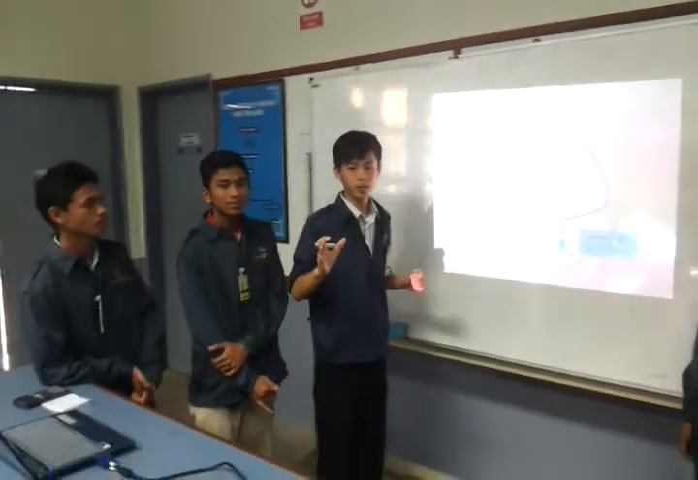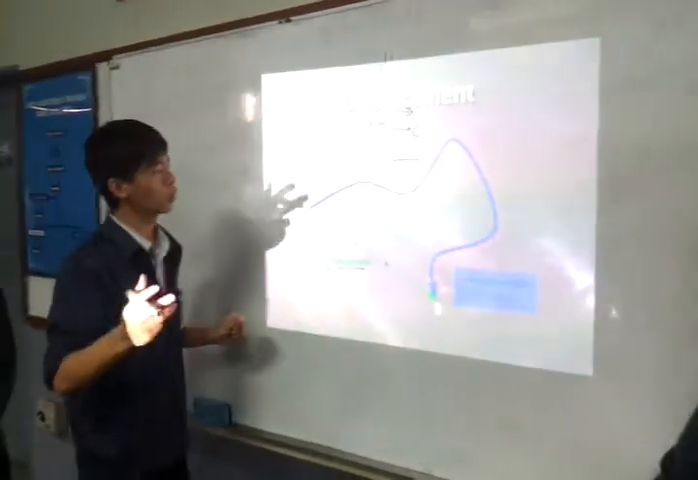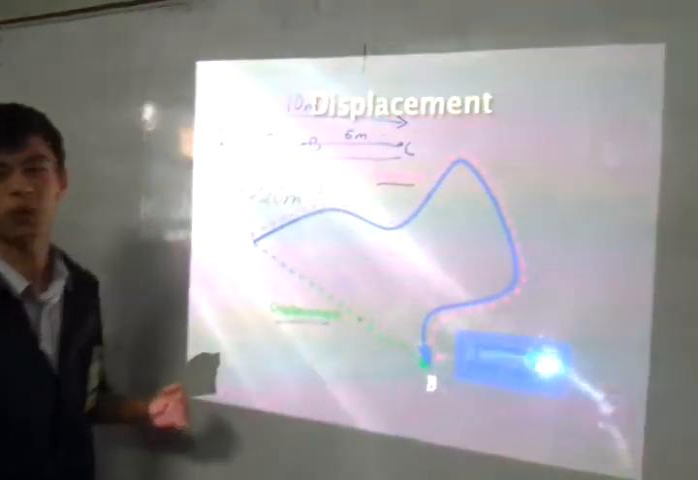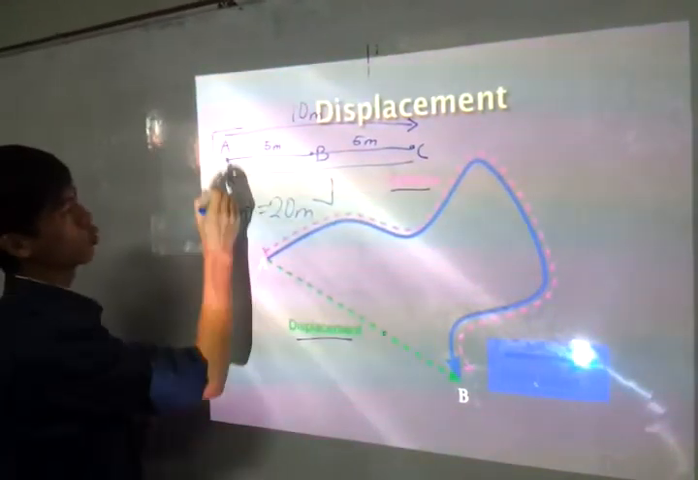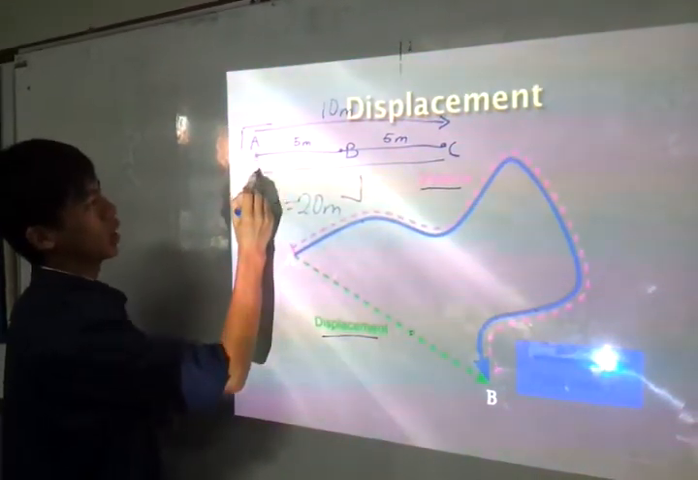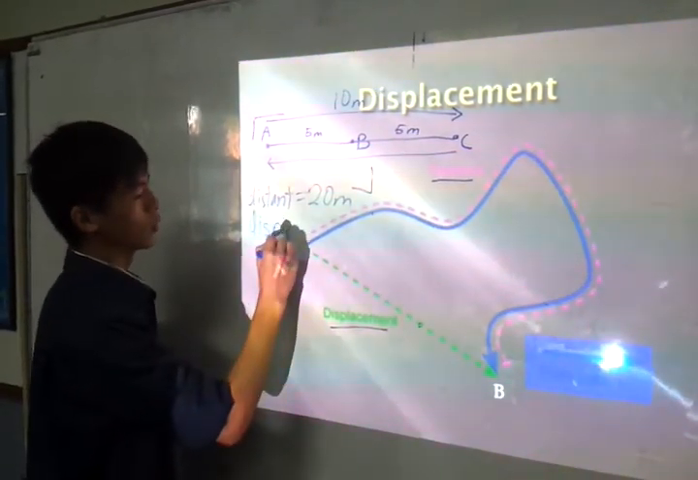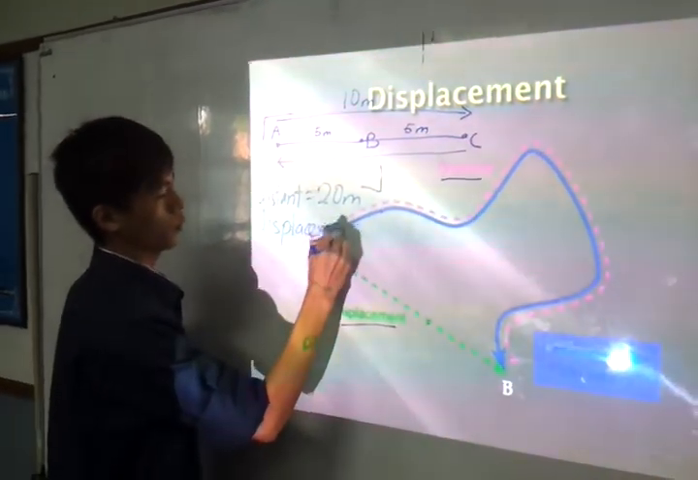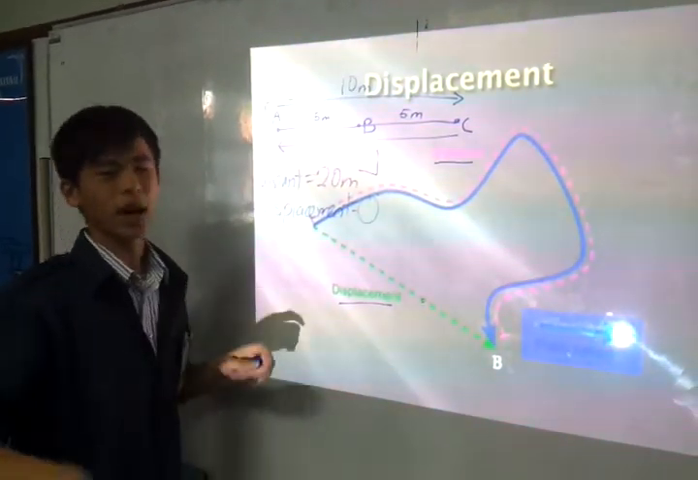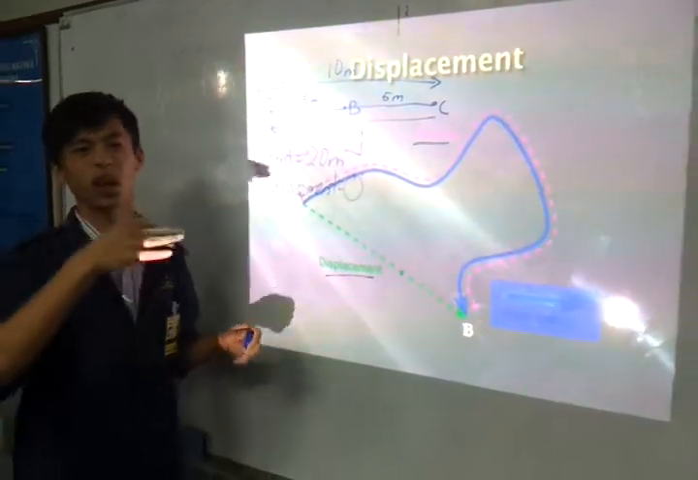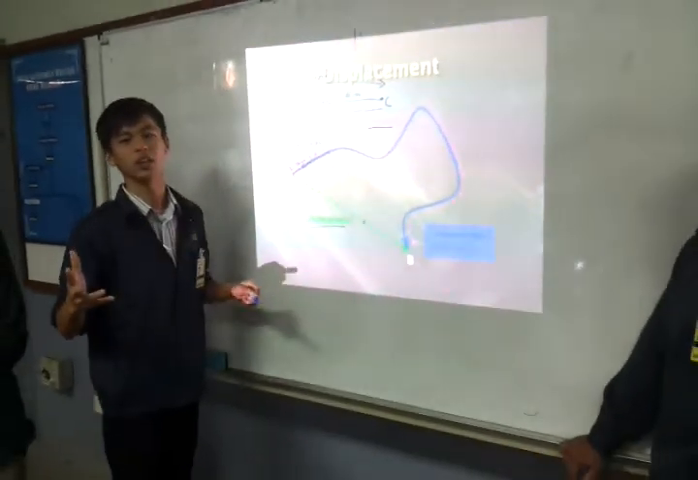But for the displacement, it will be the other way. It will be 0, because when we talk about displacement, it will be the shortest distance. So when it goes back to the starting point here, the displacement will be 0. What the other team just explained just now was not explained, so I will be explaining it now. So that is all for the displacement.